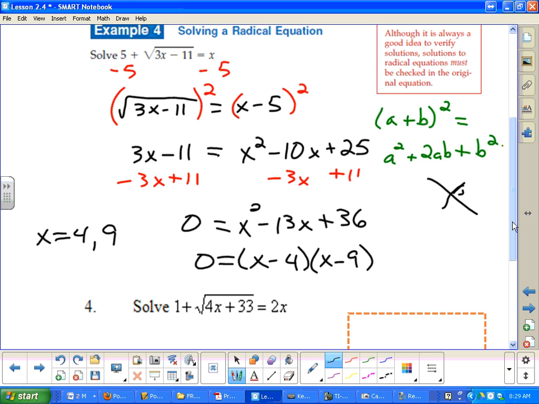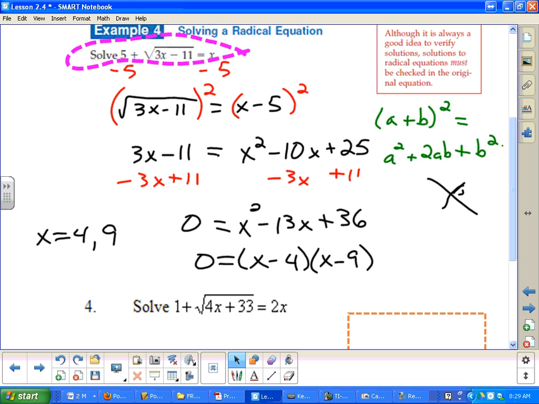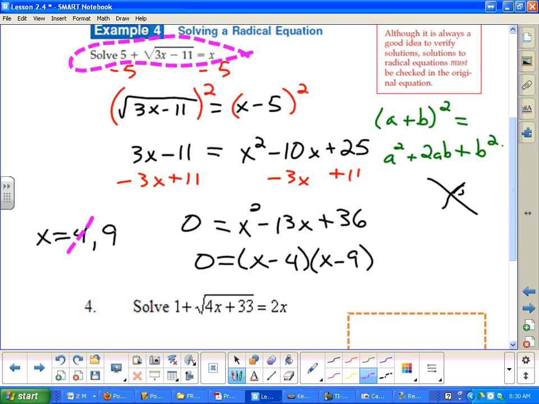What do I need to do now? Okay, let's think about this. Here's our problem here. If I take 5 plus a number, am I going to get 4? No. Can this radical ever be a negative number? Because it couldn't be 5 minus 1, could it? It could be 5 plus 1, but not 5 minus 1. So 4 cannot be a solution because 5 plus any number is going to be greater than 4.